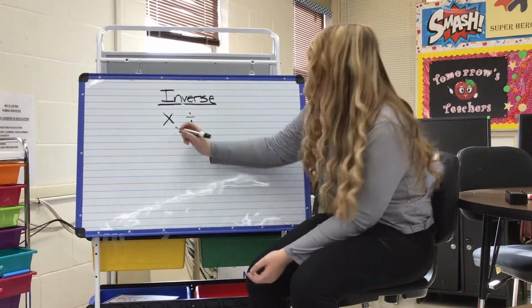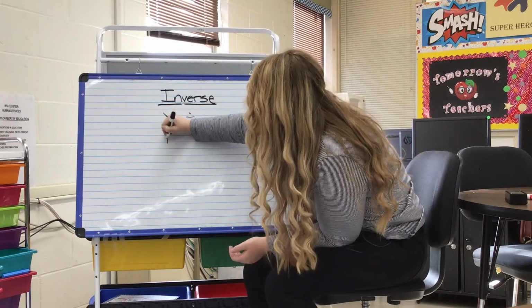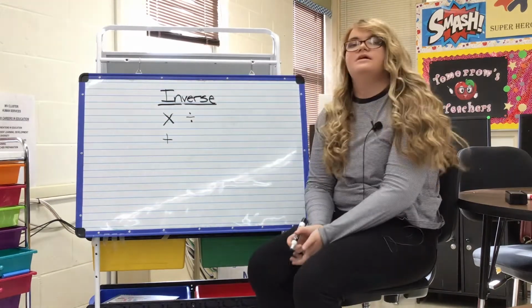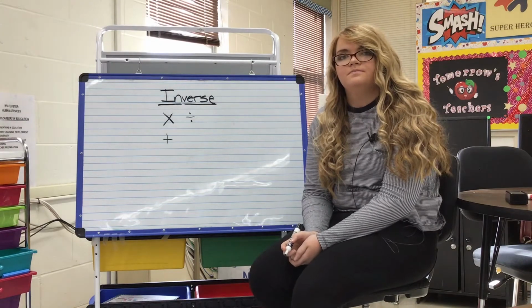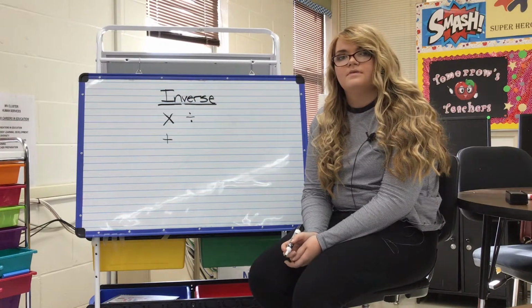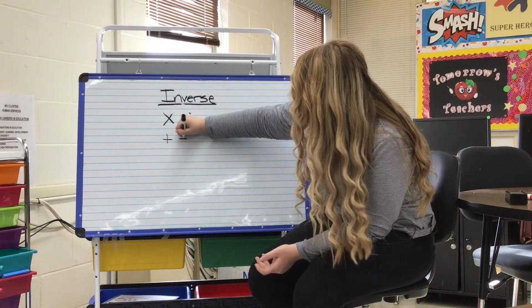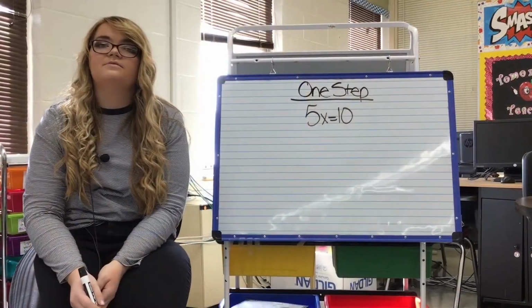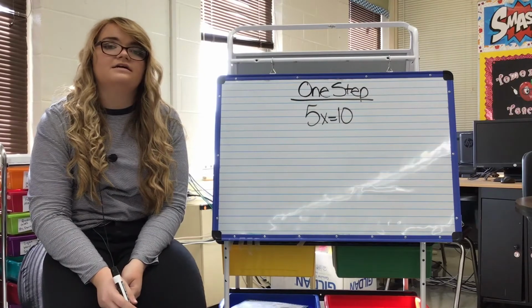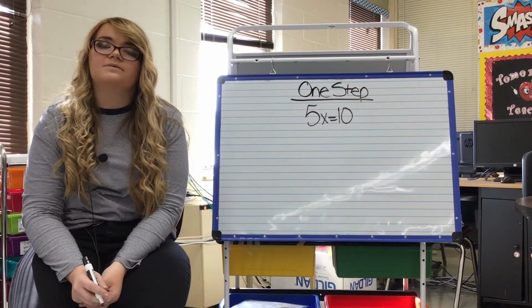And the next one is addition. So what's the opposite of addition? If you said subtraction, you're correct. So now we know what a variable is and what inverse is. We're going to be talking about what one-step equations are.